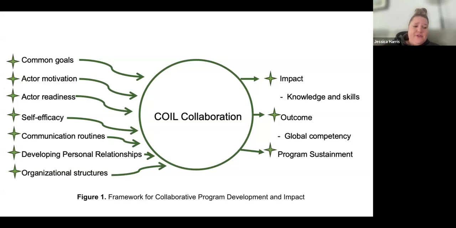Actor readiness really refers to the preparedness of participants. This is both students and professors again. So for professors in particular, this involves cultural awareness. For students, it does as well. Preparedness is really the ability to address any biases and communication challenges that may occur to make sure that the interactions are smooth.